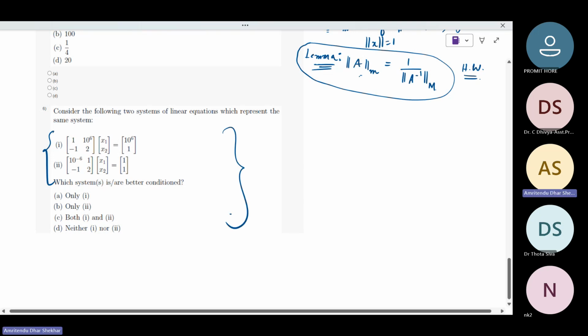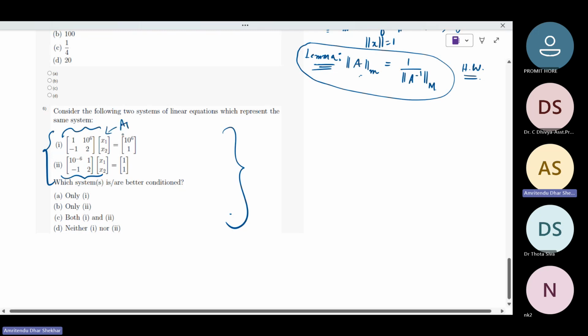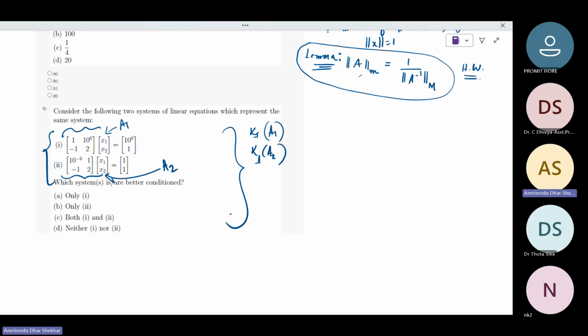Okay, so here you have two matrices. One is this one, and the other is this one. So both of them represent the same equation. But you have to say which one is better conditioned. So if you call this A1 and if you call this A2, you need to compute the condition number of A1 and the condition number of A2. Let's use the one norm only. You will see that for one of them it's quite big, and for one of them it's actually quite small.